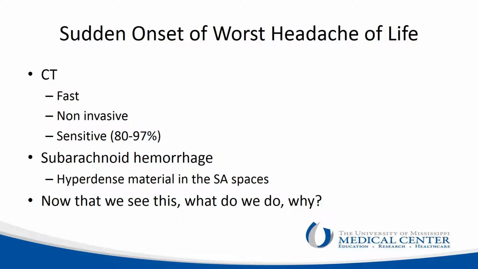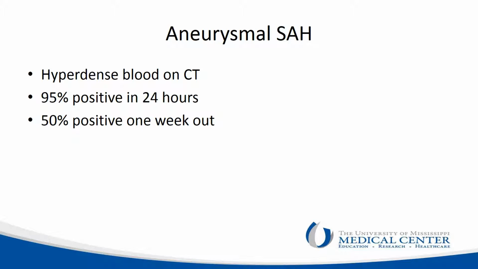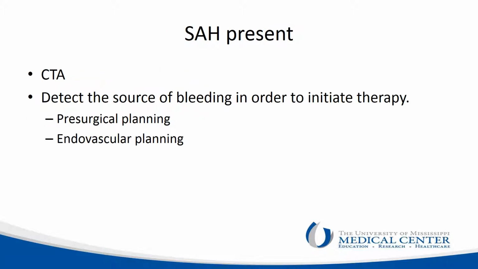So following this, we'll end up doing a CTA, and again, subarachnoid hemorrhage is hyperdense on CT, and 95% are positive in 24 hours. As you go out from that, the sensitivity will decrease. So the CTA is performed to evaluate the source of bleeding and potentially to figure out what therapy we're going to do, either surgical or endovascular.